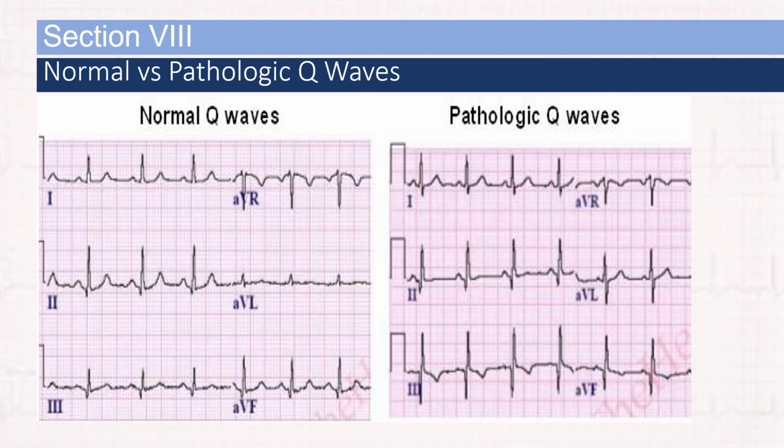Here are two examples, one of a normal Q wave and one of pathological Q waves. As you can see, this is less than 25% of the total amplitude of the overall QRS, whereas these Q waves are actually greater than 25% of the total amplitude of the QRS.